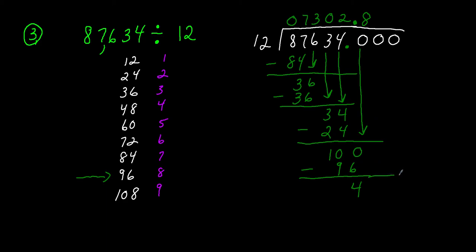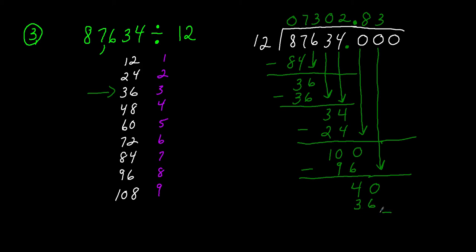Bring down your next 0. You just continue this process. Sometimes this goes on forever. Bring down this 0. Is 40 on the list here? No. So the closest number to 40 without going over is 36. That's the 3rd number on the list, so I put the 3 right above this 0. 12 times 3 is 36.